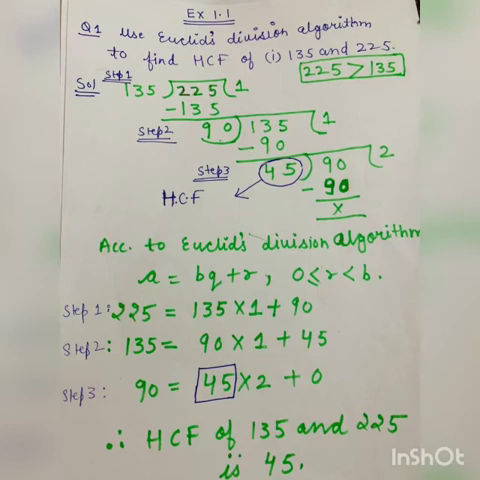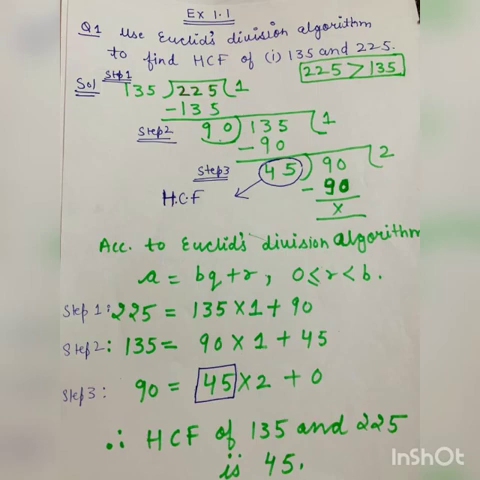Step 1. Step 1, we shall put the values. What is A? A is dividend. In step 1, dividend is 225. What is B? B is divisor, that is 135. What is Q in the first step? That is 1. And what is remainder? That is 90. Step 1 completed.